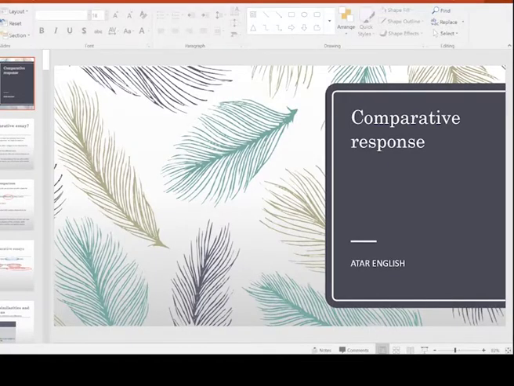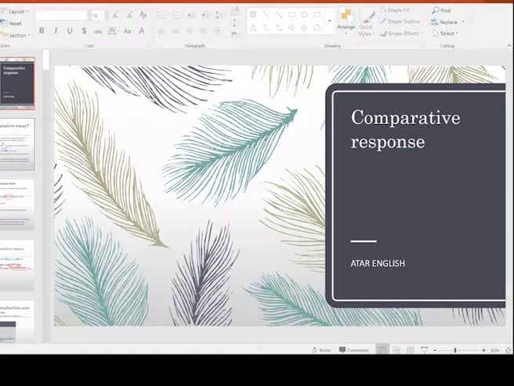The last task for this year is a comparative response. You've already done one this year, but it is perhaps the hardest task. But if you can go into your WACE exam with a comparative response, it means you can answer more questions.